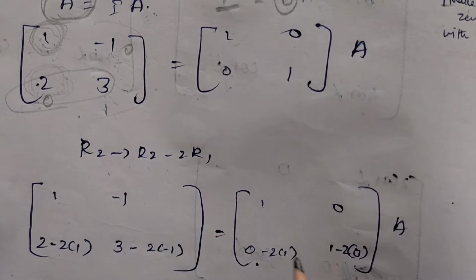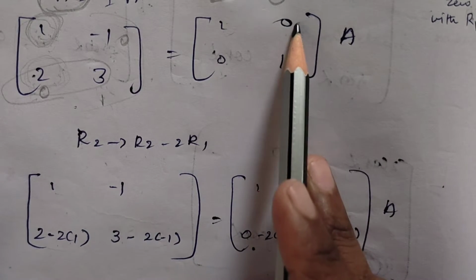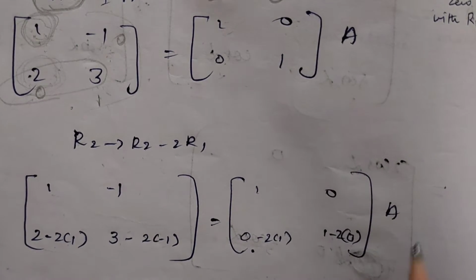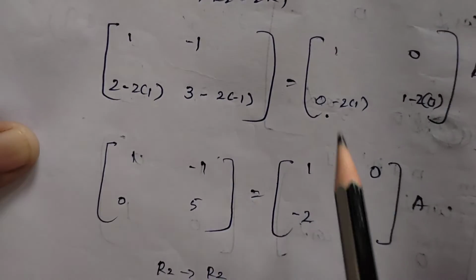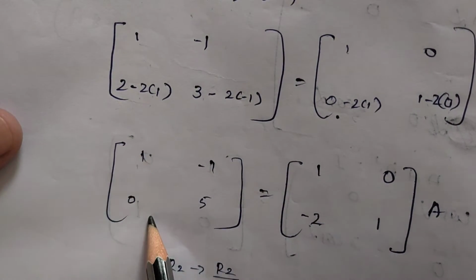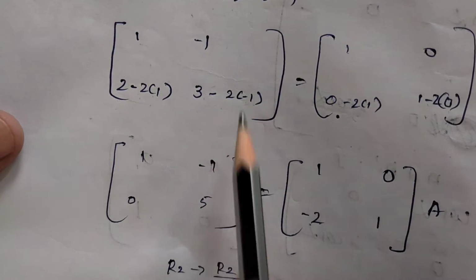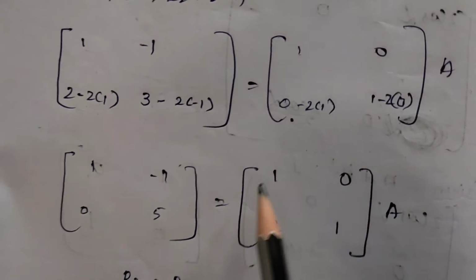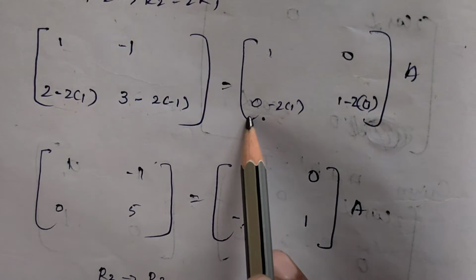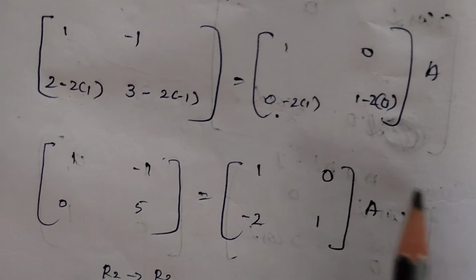2 into 1. Okay. Next, 1 minus 2 into 0. So 1 minus 1, 2 minus 2, 0, 3 minus into minus plus, so 3 plus 2 is 5. That is equal to here 1, 0, 0 minus 2, 1 minus 0, so 1.